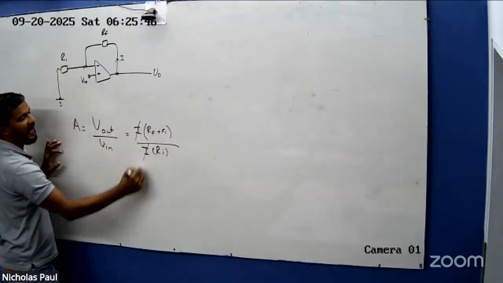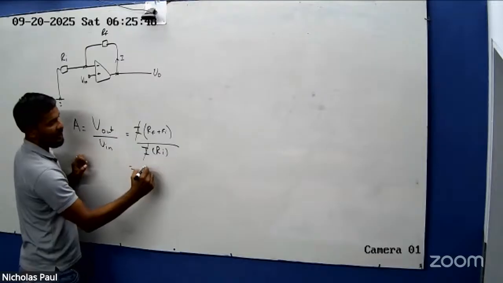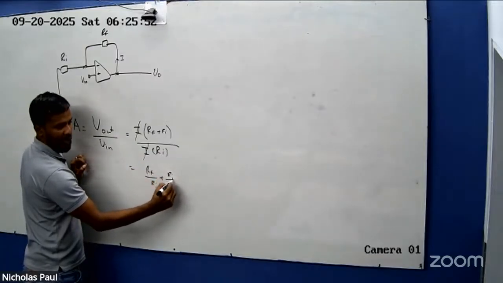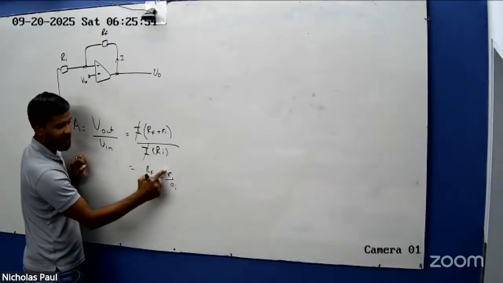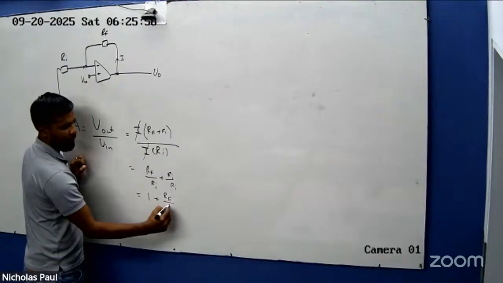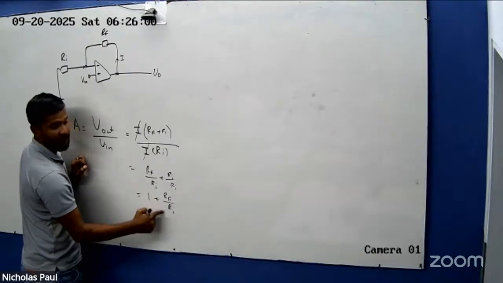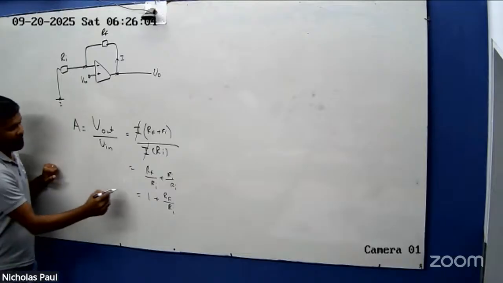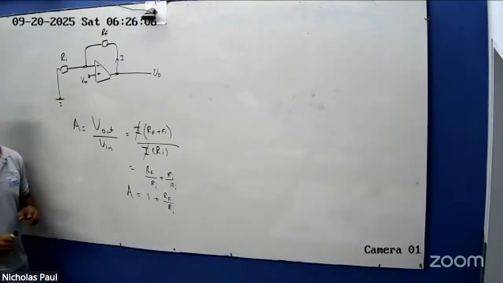Then you'll get RF on RI plus RI on RI. That will cancel. So you'll get 1 plus RF on RI. So this is the formula for gain.